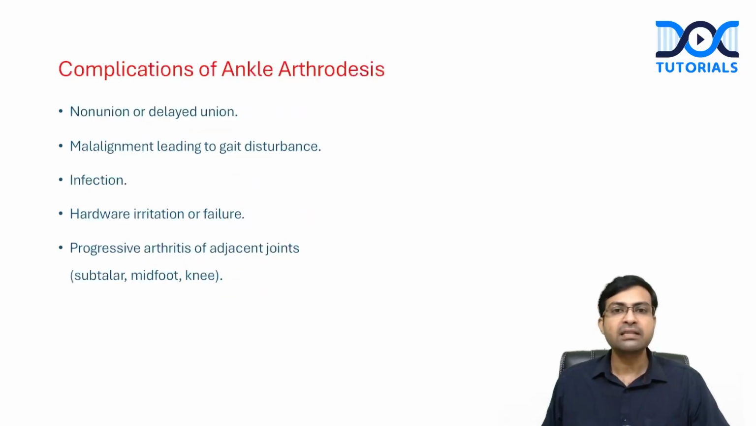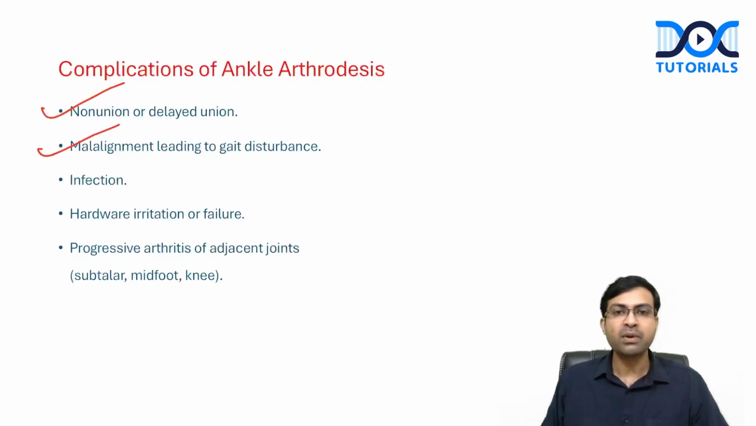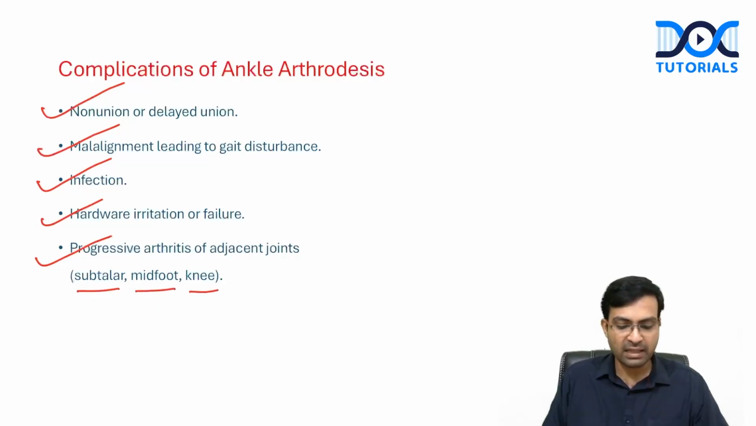What are the complications you can expect from ankle arthrodesis? First is non-union and delayed union, malalignment which can lead to gait disturbances, infection, hardware irritation or failure, and progressive arthritis of the adjacent joints such as the subtalar joint, midfoot and the knee.